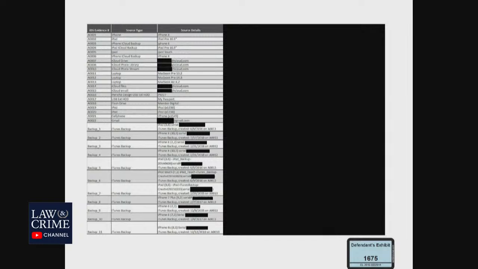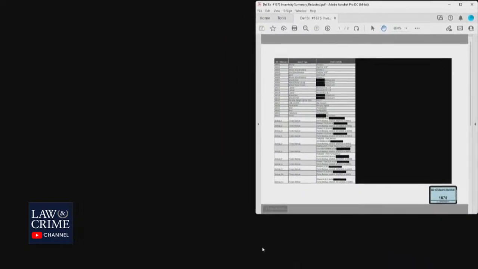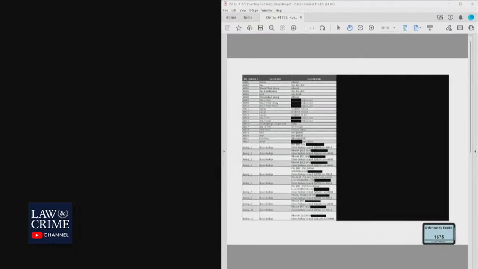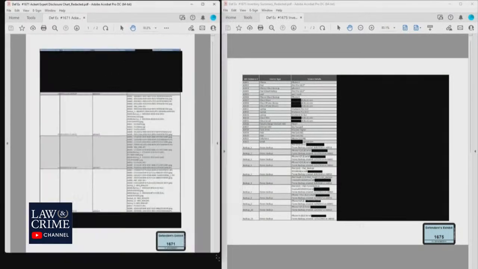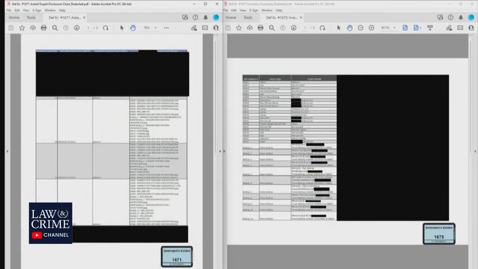And Michelle, can you please do a side-by-side of 1675 and 1671? Thank you. So, Mr. Ackert, can you please describe the relationship between these 2 demonstrative exhibits? Certainly. If you look at 1671, the one on the left, you can see in the 4th column the different evidence IDs where I identified the original versions of those same pictures that Mr. Neumeister had specifically identified and the sources of where they were identified.